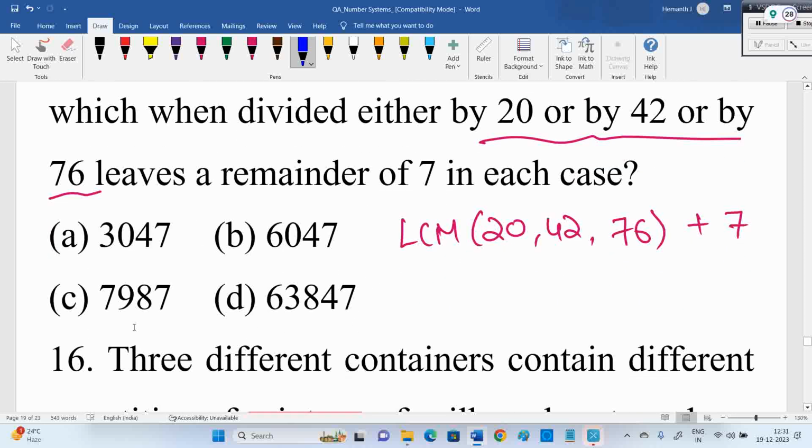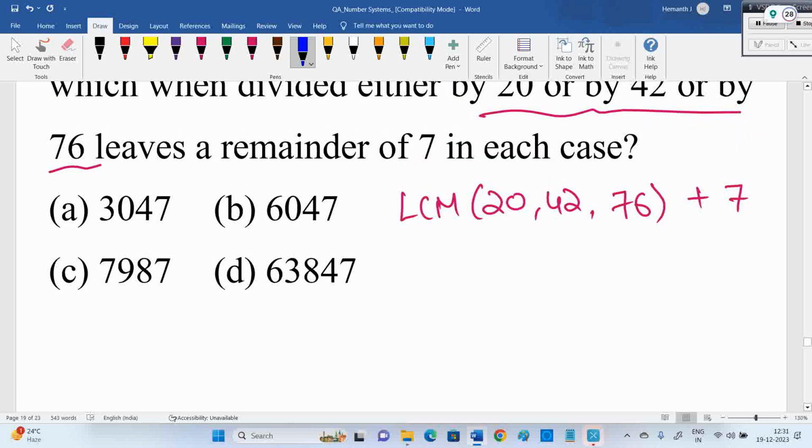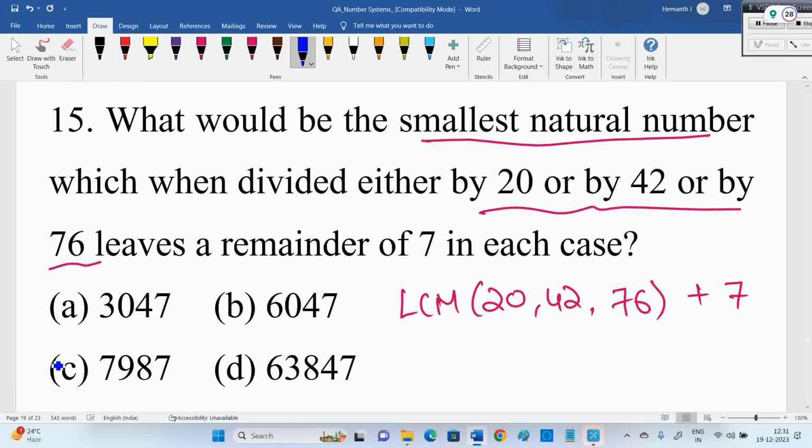Now, sir, how to calculate LCM? So, guys, this question was actually given in the GATE exam, a previous one. You can check in GATE. This is 20, 42, 76, remainder 7. Right. Now 20 can be written as what do you have to do?